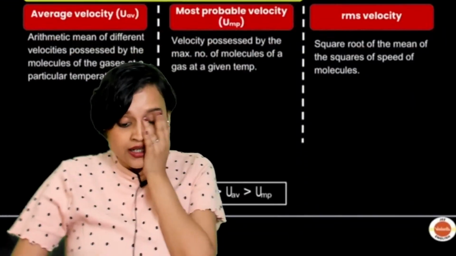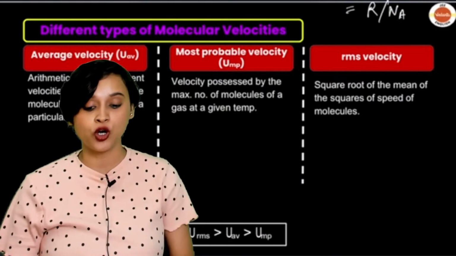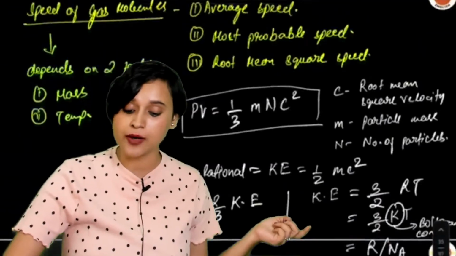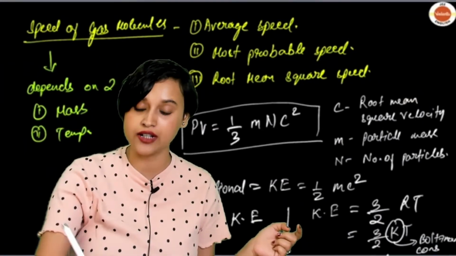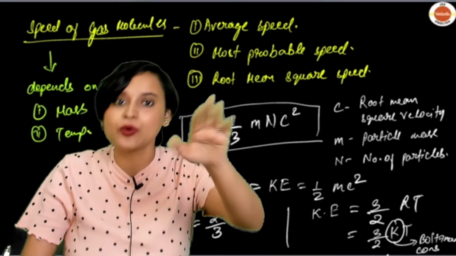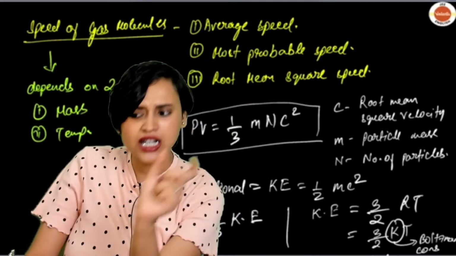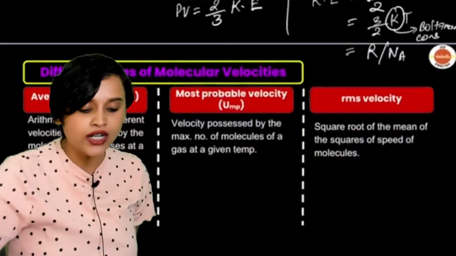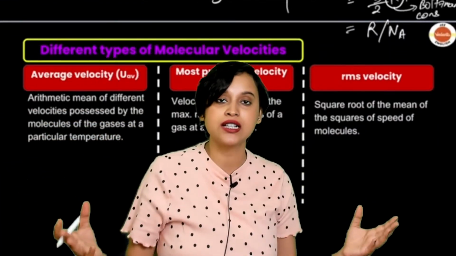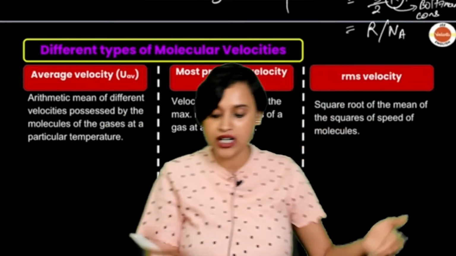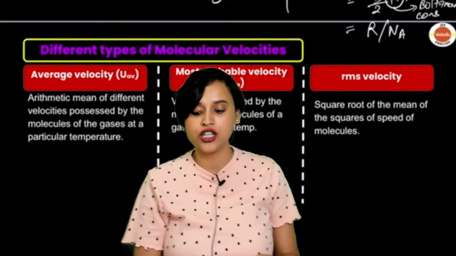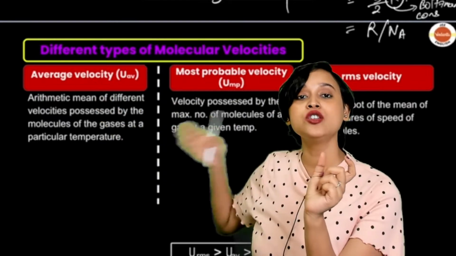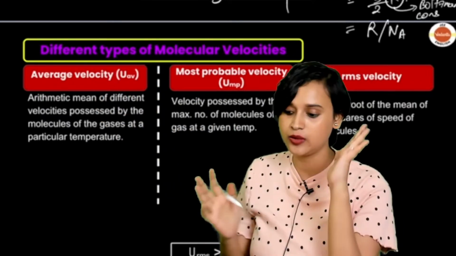All right, everyone. Now moving on, let's understand the different types of molecular velocities. I just told you about speed: average speed, most probable speed, and root mean square speed. In a very similar way, in physics we initially learn about speed, but after some days we start talking about velocity. So what is average velocity, everybody? It is the arithmetic mean of different velocities possessed by the molecules of a gas at a particular temperature. So at a particular temperature, however many molecules are there, you find the mean of it, and that will be your average velocity.